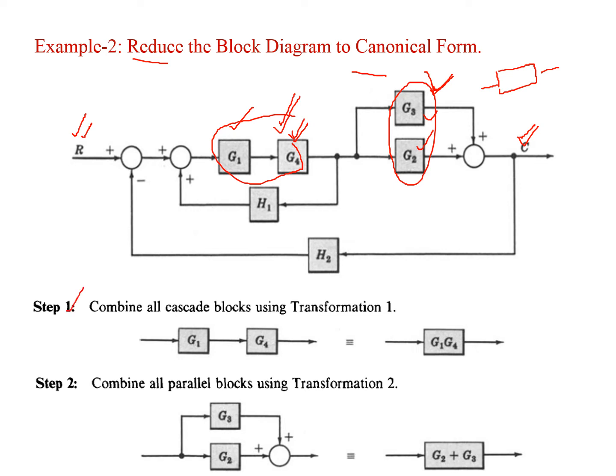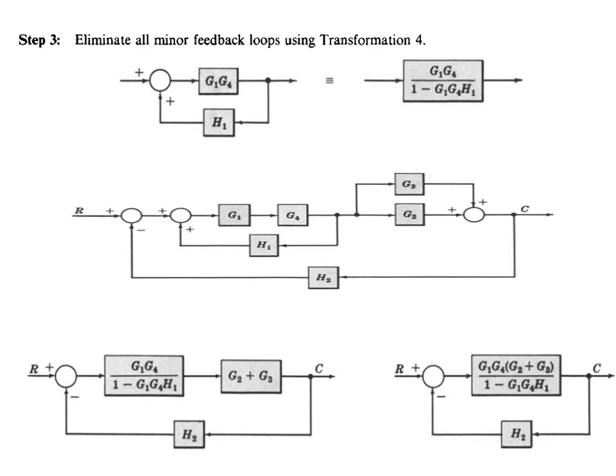First step is to combine all the cascade blocks by using rule number 1. So G1 and G4 are represented by a single block having the gain G1 into G4. Similarly, G2 and G3 are connected in parallel, which is represented by a single block which is the summation, G2 plus G3. Now substitute these two blocks in place of the earlier ones. Then the resultant we are going to get is like this: G1 G4 and G1 G4, and this one is G2 plus G3.